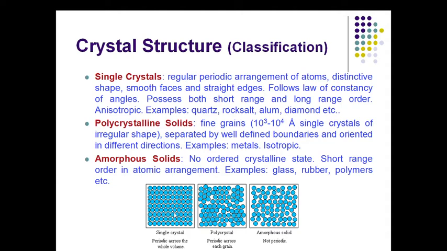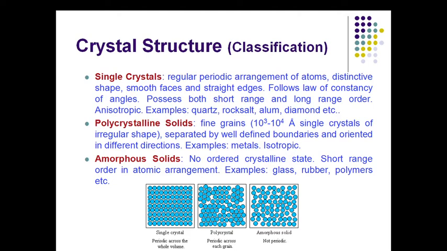So they have a distinctive shape, smooth faces, straight edges, and they basically have periodic and long range order of the atoms. The examples of crystalline solids are diamond, quartz, rock salt, alum. And again, crystalline solids are divided into two types: single crystals and polycrystalline solids. Now, what are single crystals? Since they are crystalline solids, they have regular and periodic arrangement of atoms, where there is a long range order. The same arrangement of atoms is repeated over long distances to form the entire structure.